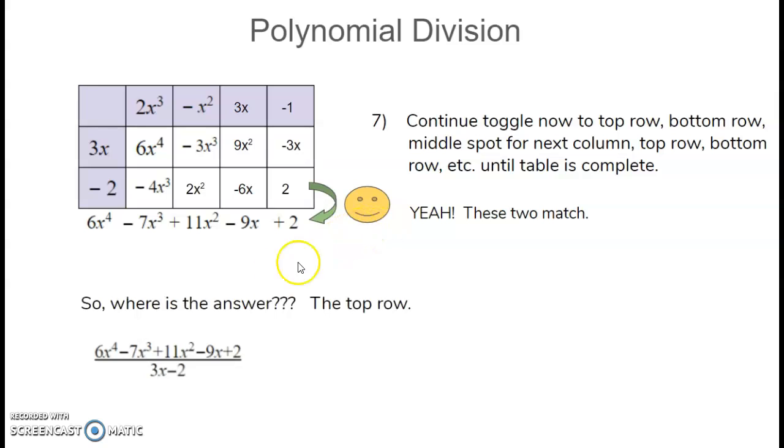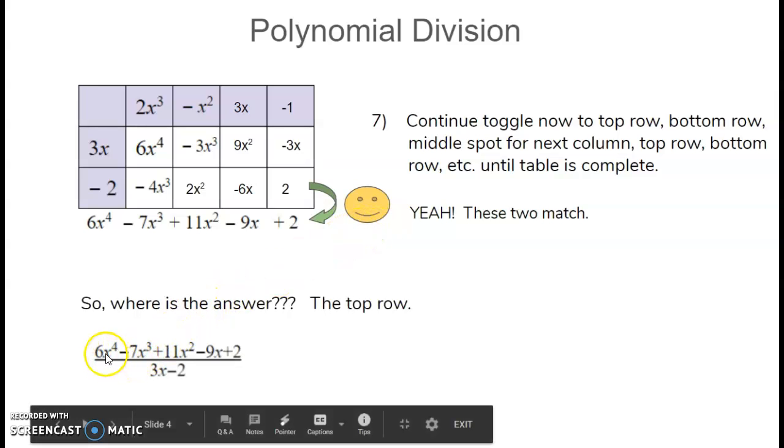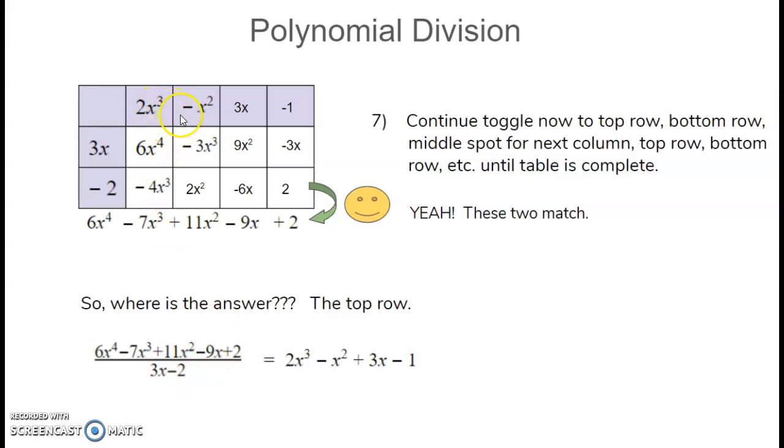So to finish this up here, where's the answer? So here's my original problem, this big long thing divided by 3x minus 2. The answer is sitting in the top row. So if I divide these two polynomials, I get 2x cubed minus x squared plus 3x minus 1.